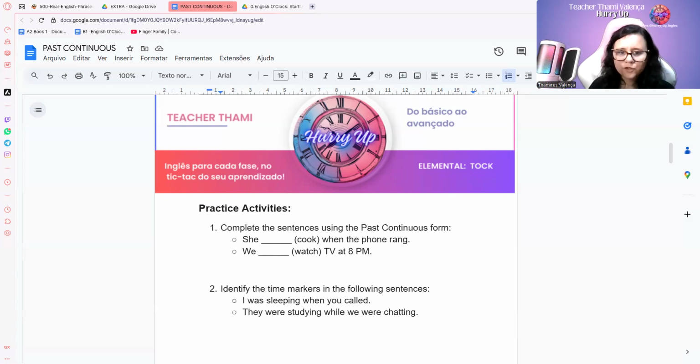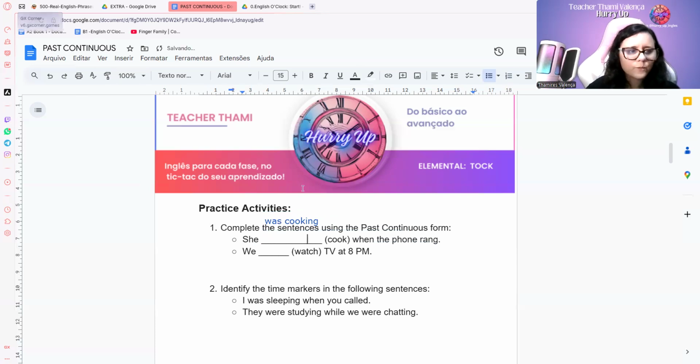She, the verb is cook, when the phone rang. Tring, tring, tring. So here, the ongoing action was the cooking. So we say she was cooking when the phone rang. Repeat, please. She was cooking when the phone rang.